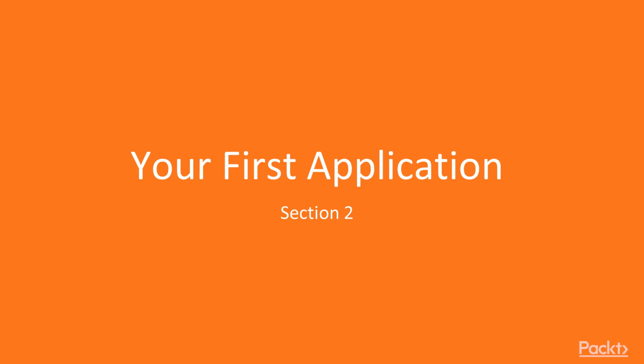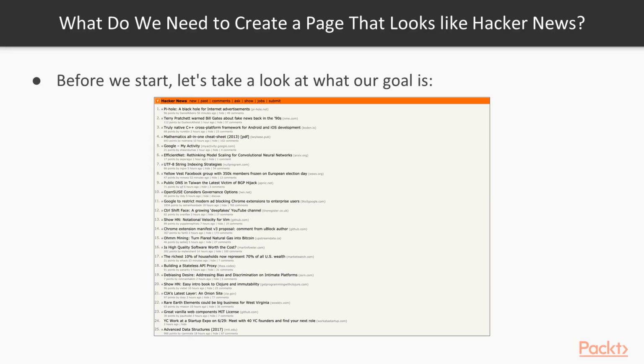In this section, we'll learn the Hyperapp basics and get our application displaying in Firefox. The high-level intention of this section is to create code that makes a view that looks similar to the Hacker News pages. I've taken a screenshot so we have a reference.